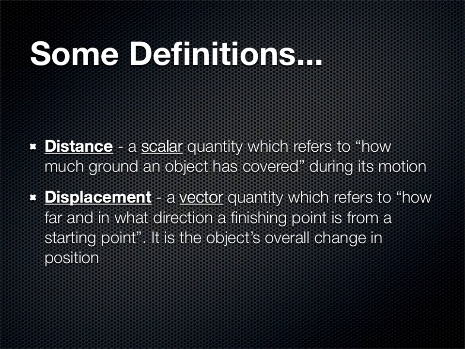Now displacement is a vector quantity, which refers to not only how far I go, but in what direction. It is more specifically defined as a vector quantity that measures how far and in what direction a finishing point is from a starting point. So if I said when I drive to school in the morning, I travel 28 miles due north, then the displacement between my house and Lewiston Porter High School is 28 miles to the north.